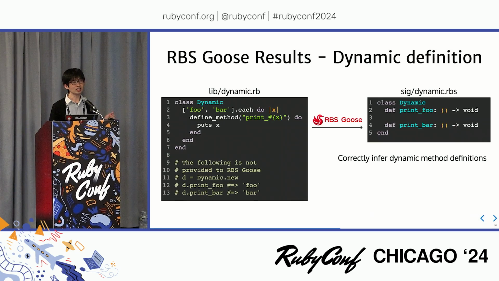As another example, let's look at the case of dynamic definitions. In this code, print_foo and print_bar are defined using define_method. As before, the code calling this method is not provided. Even so, RBS Goose finds the definition of print_foo and print_bar and correctly infers the return types. From the result, the LLM correctly understands the concept of dynamic definitions and what methods are defined according to the context. LLM is likely to outperform traditional methods in this area.